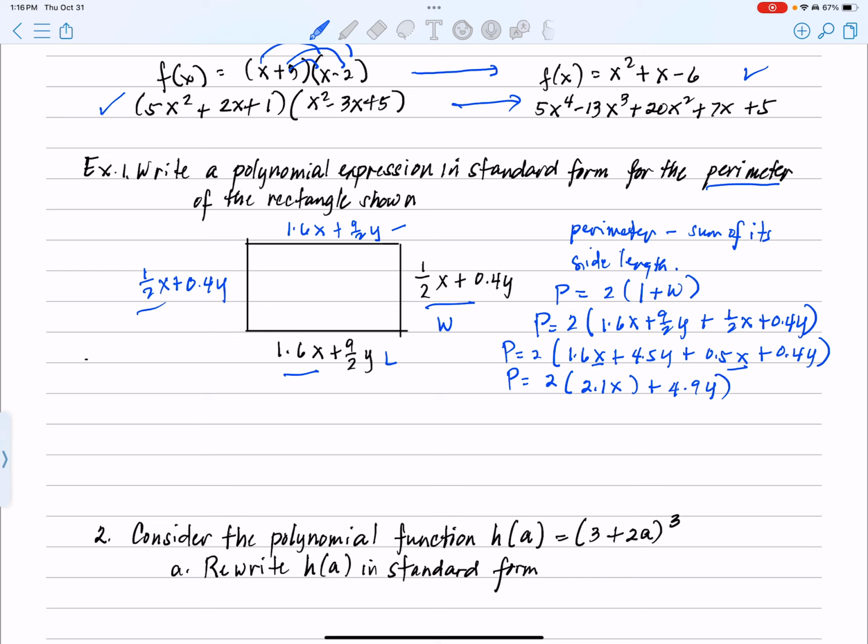Okay, so we'll use the distributive property by multiplying each term by 2. That is 2 times 2.1, we have 4.2x. 2 times 4.9, we have 9.8y. That is by the distributive property.